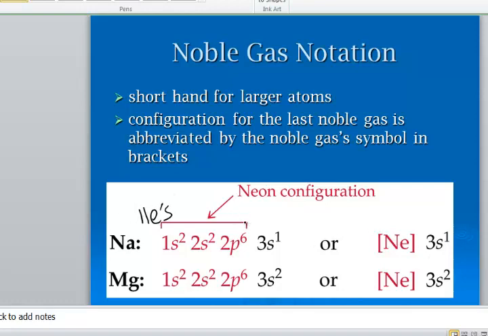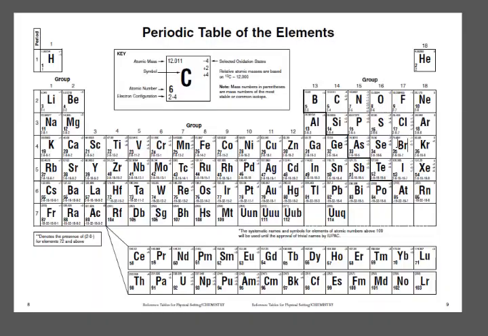If you look at what is in brackets right here, this is neon. It's always neon. So we can abbreviate it by doing neon 3s1. Magnesium, we can do the same thing as neon 3s2. All right, now you always go to the last noble gas symbol. So if I back up to show you the last two for just a second, if I look at bromine, the last noble gas before bromine was argon. So that's how I'm going to be able to abbreviate these.